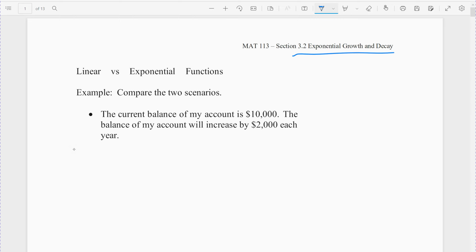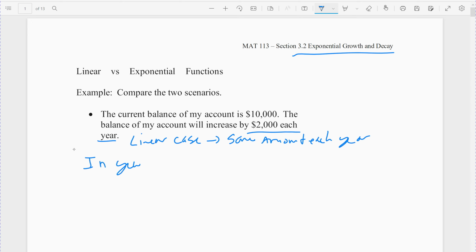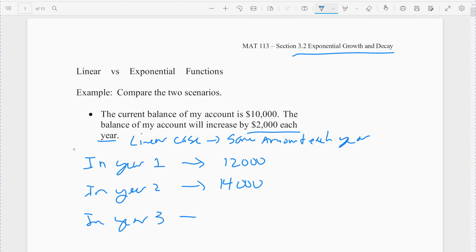Alright, so suppose that I had a balance in my account of 10,000. The balance in my account increases by 2,000 every year, and so this is a linear case, because it's the same amount each time period, each year. So every year we add $2,000. So after year one, our balance would be 12,000. The second year, we'd add another 2, so it'd be 14,000.